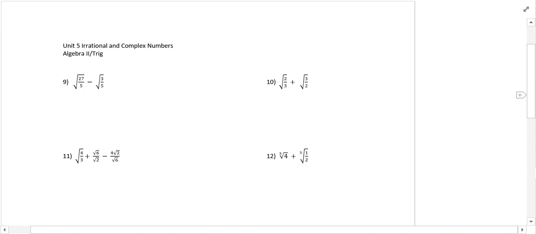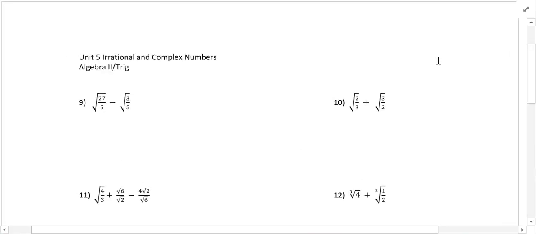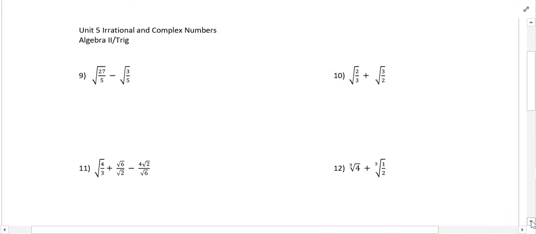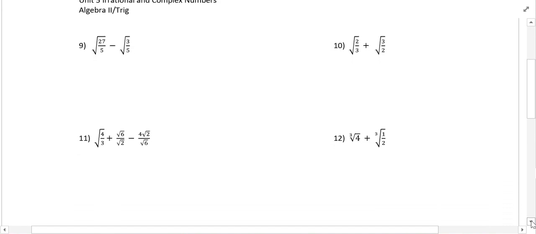So on the next page here, before we can add these together, again, we have to simplify what we can, and remember, we have to rationalize the denominator. But first, I'm going to simplify this numerator. So I'm going to think of this as 27 is same as the square root of 9 times 3. So I'm going to get 3 rad 3 over rad 5. And minus, I'm going to break this into rad 3 over rad 5.